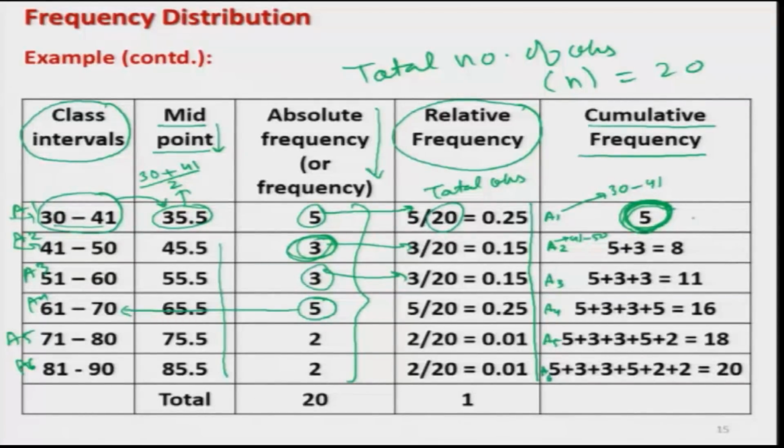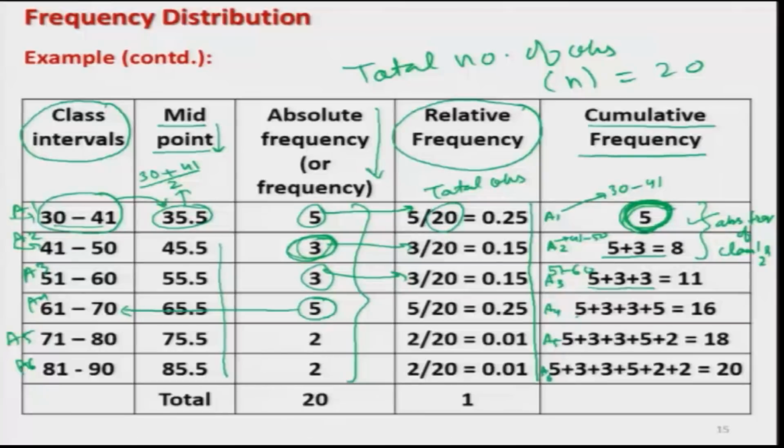What are those? They are the absolute frequency of class 1 and the absolute frequency of class 2. So, this is 5 and 3. Similarly, if you look at A3, A3 has the limit 51 to 60. This gives you the sum of all the absolute frequencies up to the third class, which is 5 plus 3 plus 3, that is 11.